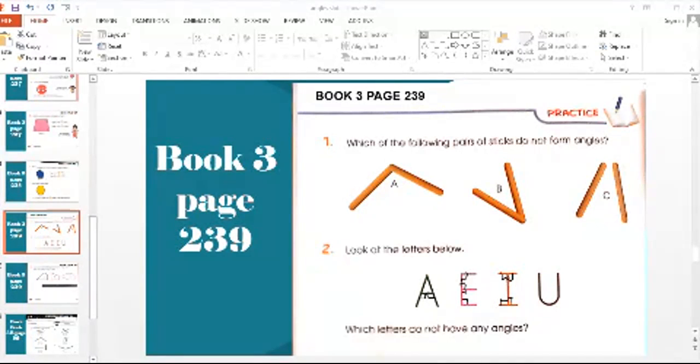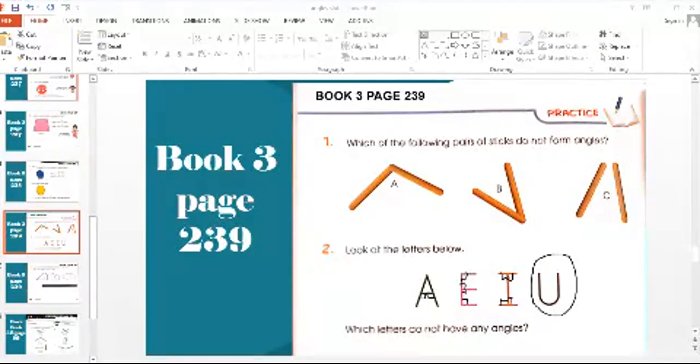Only in letter U, there are no straight lines, and they're not meeting at any point because there is a curve in it. So there is no angle in the letter U. So you can circle this letter U. That's wonderful. I hope you guys are a bit clear. I told you there is no angle in letters O, U, and so on.